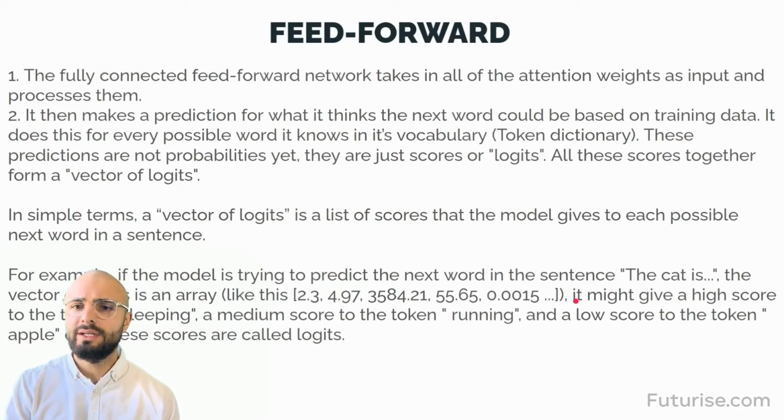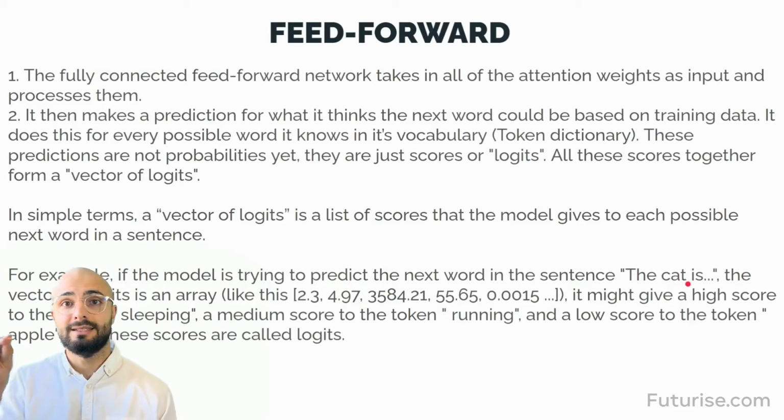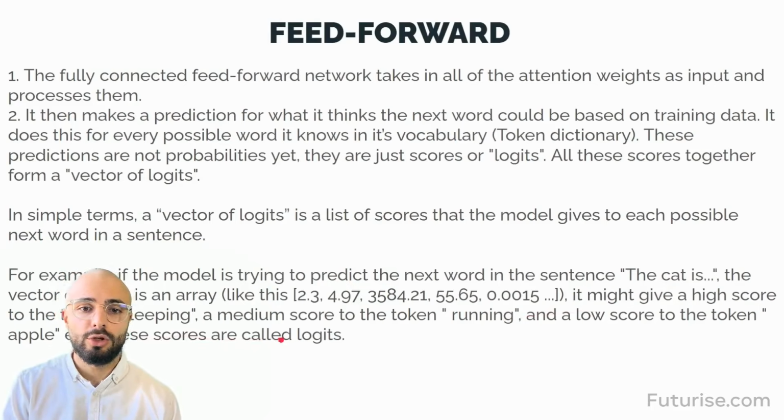And what it would do, it might give a high score to the token, for example, "sleeping," a medium score to the token "running," and a low score to the token "apple," etc. This is because that's a word that would come after the phrase "the cat is." So it's more likely that the cat is sleeping as opposed to the cat is apple. So these scores are then called logits.